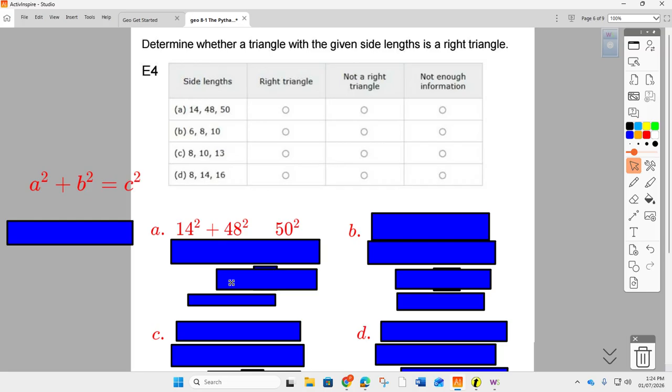2304. Is that the sum of those? Nope. So try again. 14x squared plus 48x squared equals on your calculator. What do you get? 2,500. Yeah. You were only doing the 48 squared. You're going to do the 14x squared plus 48x squared equals. Try it again.